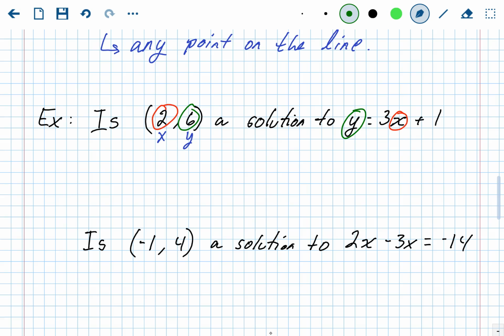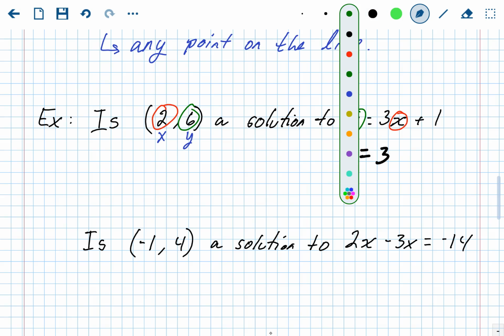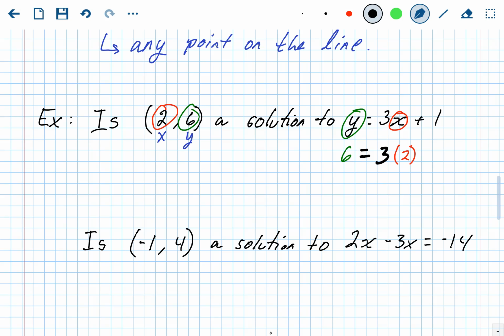We'll plug in 6 for y. So instead of y equals, it's 6 equals. Instead of 3 times x, we'll have 3 times 2, and then plus 1. Okay. And then just evaluate. We're not solving anything. There's no variables that we're solving for. You're just going to evaluate. On this problem, the left side is already evaluated. It's 6. Okay. So now we just have to see if 6 equals the right side.